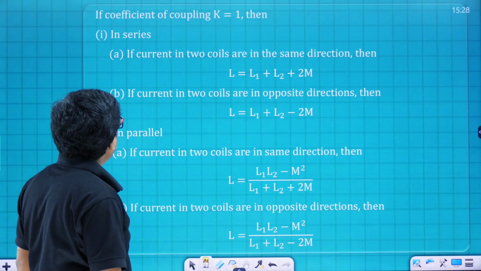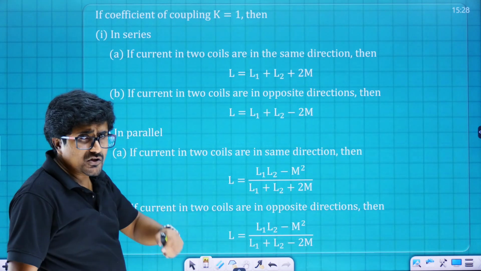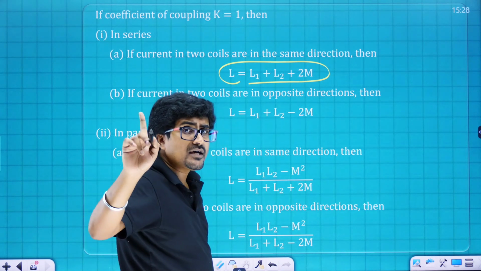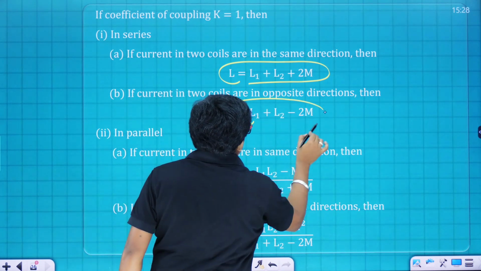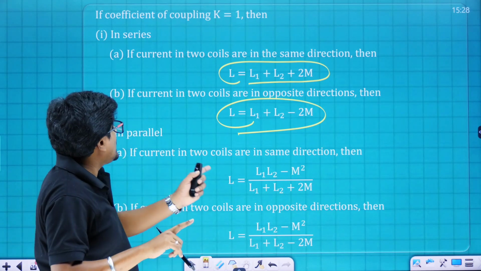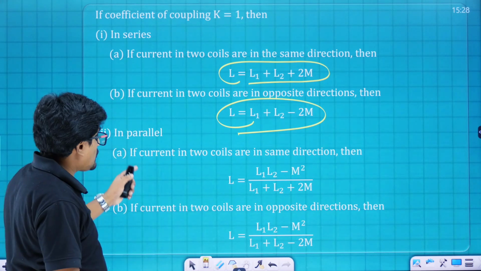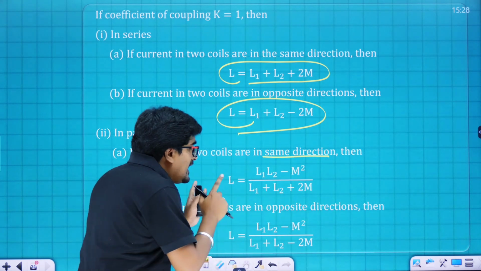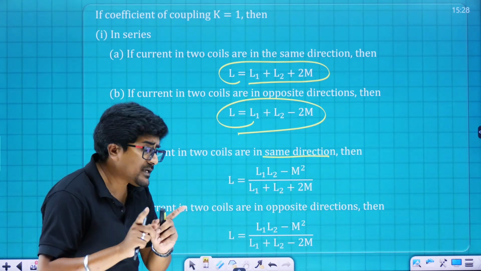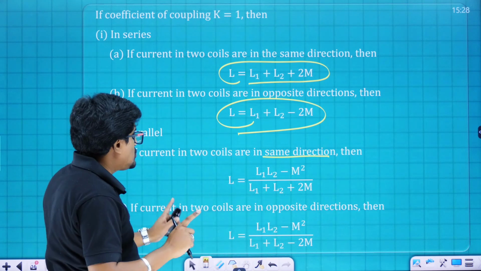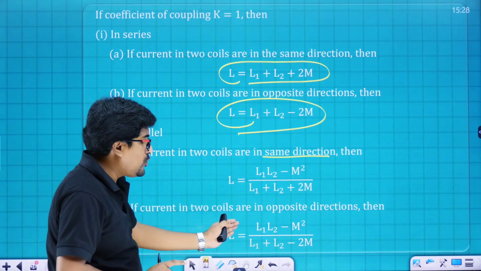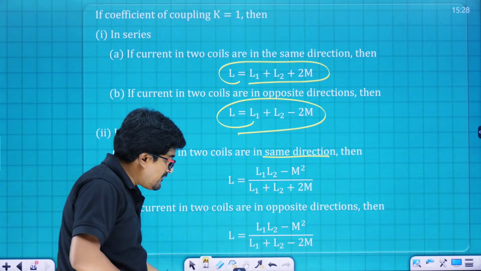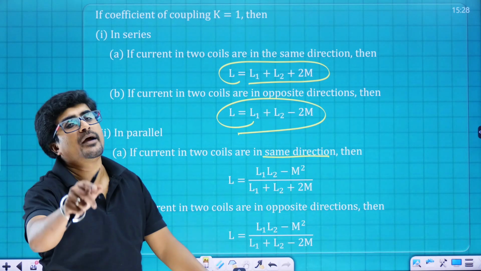And if it is a case where K is equal to 1, there is a minor change. That is, L is equal to L1 plus L2 plus 2 times M if the current is in the same direction, and L is equal to L1 plus L2 minus 2M if the current is in the opposite direction. And for parallel combination, if the current is in the same direction, it is L1 L2 minus M square all divided by L1 plus L2 plus 2M, and if it is the opposite direction, on the numerator it is the same, L1 L2 minus M square, all divided by L1 plus L2 minus 2M.